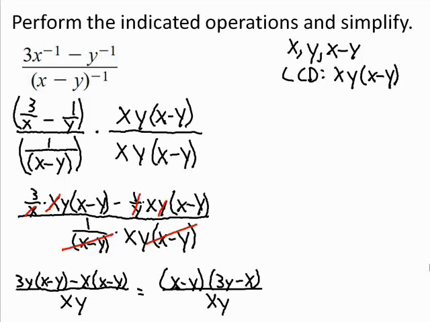This expression has to have the same domain as the original expression. In the original expression, there was an x minus y in the denominator, so x minus y cannot be equal to 0. Add y to each side. X cannot be equal to y. The simplified expression is the quantity x minus y times the quantity 3y minus x divided by x times y, where x is not equal to y.